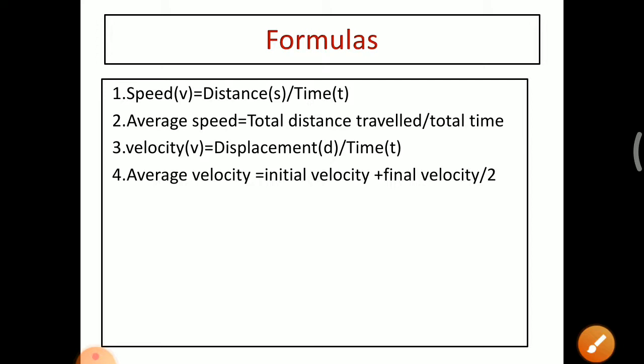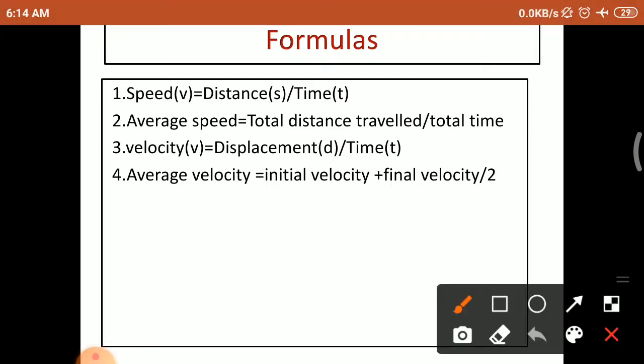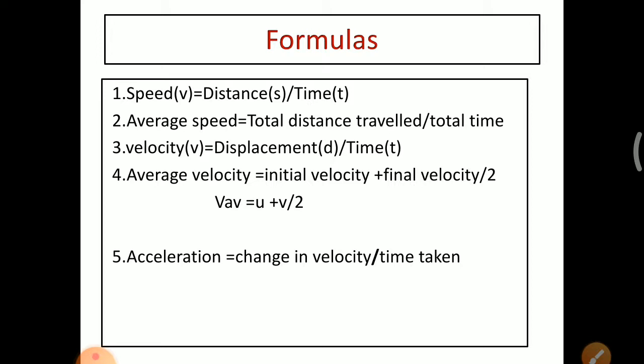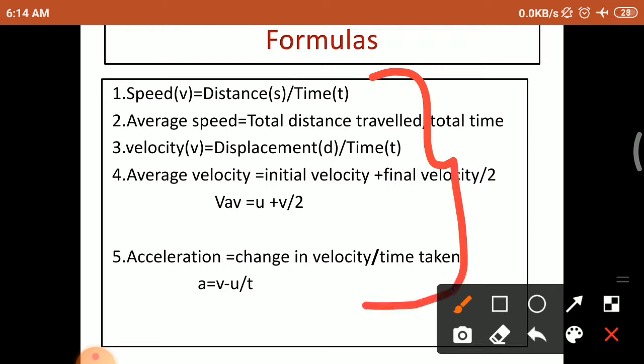The fourth formula, average velocity equals initial velocity plus final velocity by 2. So we can write V_av equals (u plus v) by 2. The fifth one is acceleration equals change in velocity by time taken. So we can write a equals (v minus u) by t. These are the very important formulas for solving the numerical problems: speed, average speed, velocity, average velocity and acceleration.